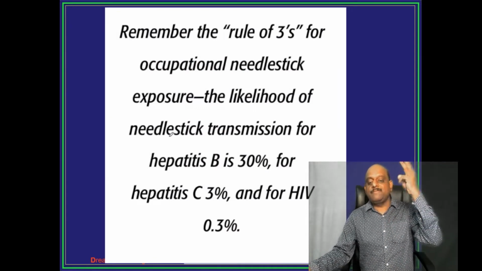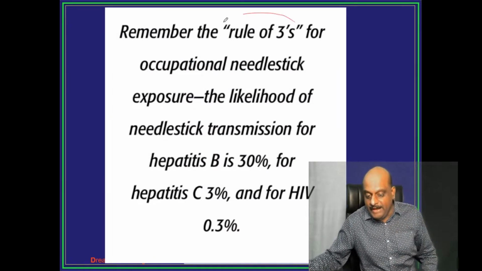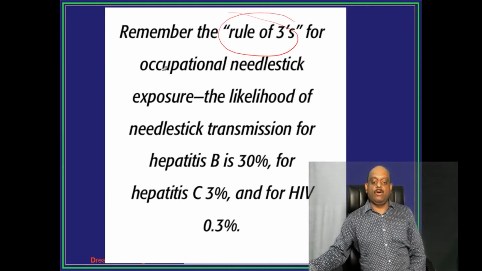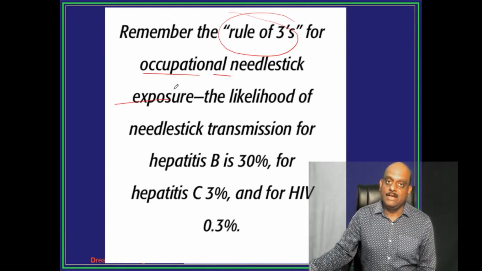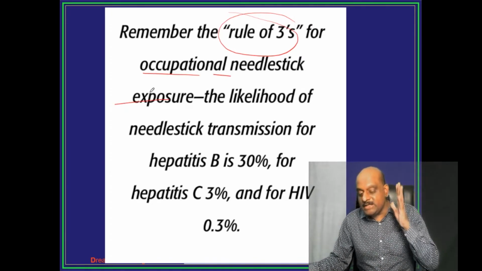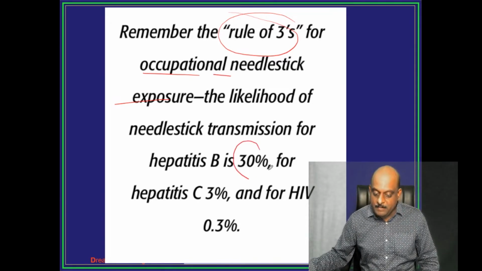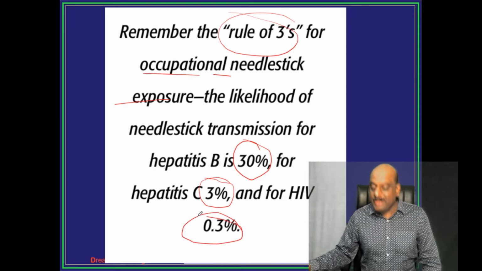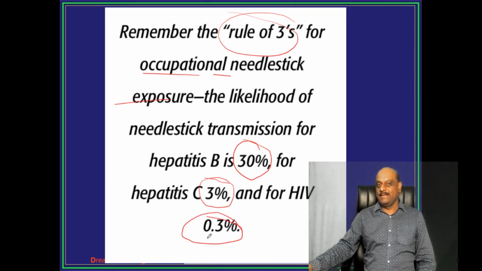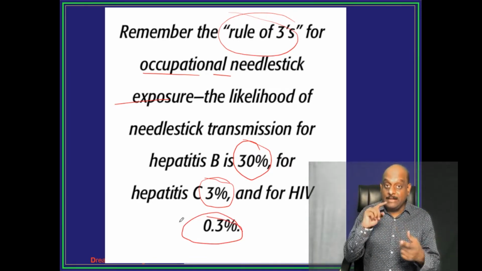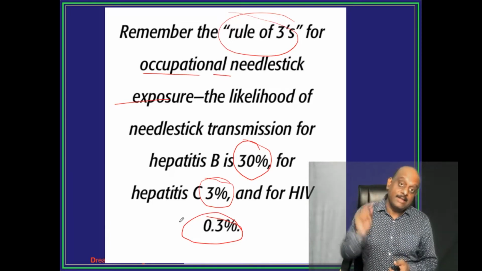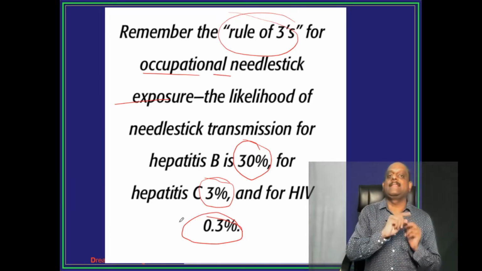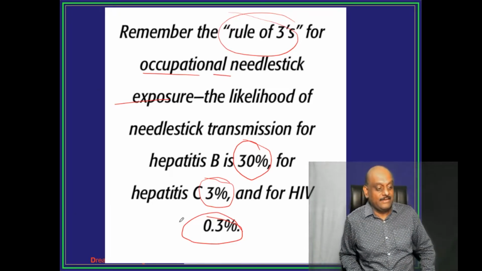So what is the rule of 3? Rule of 3, please don't forget, in occupational needle stick exposure. If at all there is a needle stick injury, hepatitis B 30%, hepatitis C 3%, HIV 0.3%. You'll remember that? Hepatitis B 30%, hepatitis C 3% and HIV 0.3%. Needle stick injury.